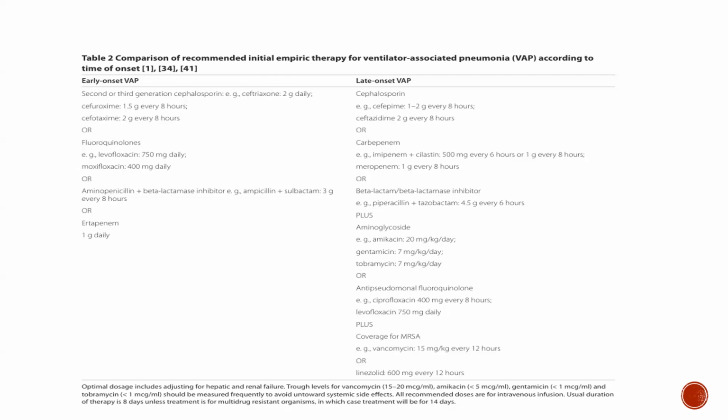Then for late onset VAP, we can prescribe cephalosporin, that is cefepime 1 to 2 gram every 8 hourly, ceftazidime 2 gram every 8 hourly, or carbapenem, imipenem-cilastatin 500 mg every 6 hourly or 1 gram every 8 hourly, meropenem 1 gram every 8 hourly, or beta-lactam inhibitor, that is piperacillin plus tazobactam 4.5 gram every 6 hours, plus aminoglycoside, that is amikacin 20 mg per kg per day, gentamicin 7 mg per kg per day, tobramycin 7 mg per kg per day, or anti-pseudomonal fluoroquinolones like ciprofloxacin 400 mg every 8 hours, levofloxacin 750 mg daily, plus coverage for MRSA like vancomycin 15 mg per kg every 12 hours, linezolid 600 mg every 12 hours.